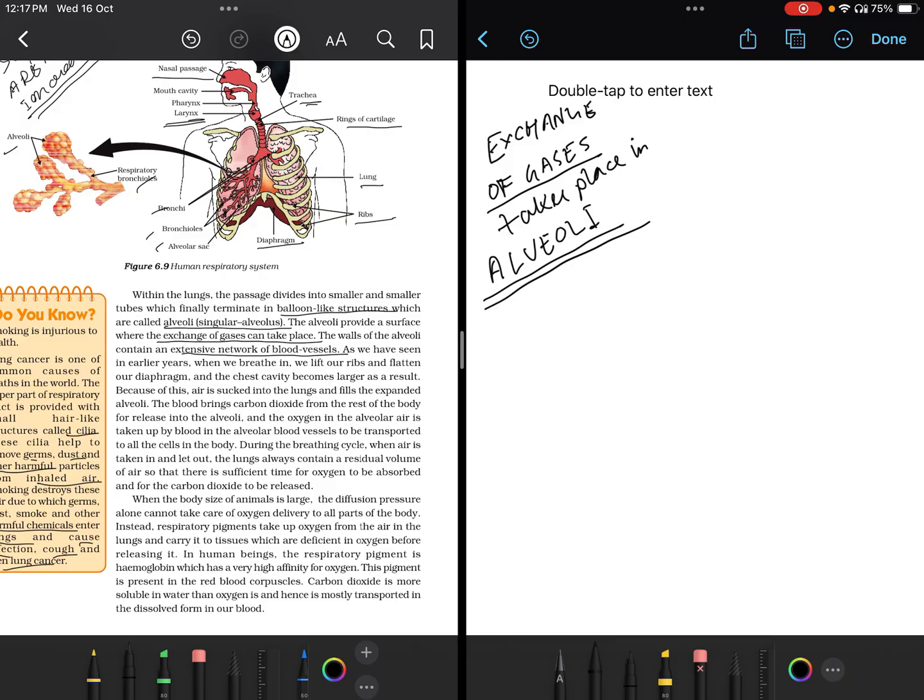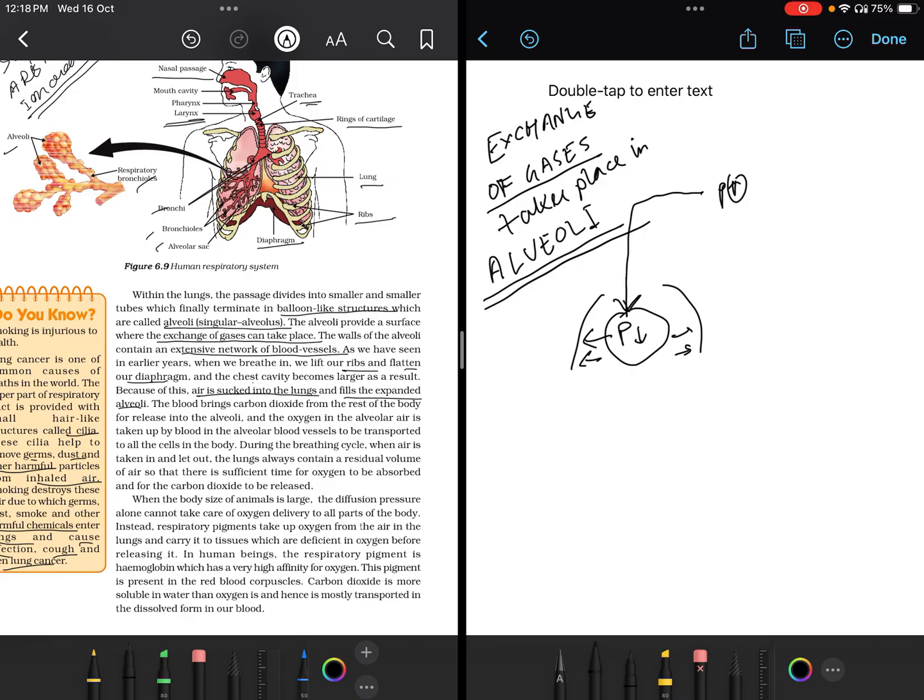As we have seen in the earlier years, when we breathe in and we lift our ribs and flatten our diaphragm, the chest cavity becomes larger as a result. Because of this, air is sucked into the lungs and fills the expanded alveoli. So when the air cavity increases, pressure decreases and outer pressure is more. So definitely the air will come.